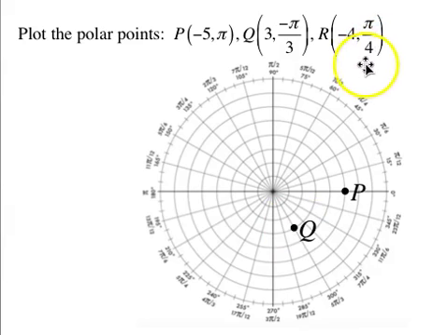And then (-4, pi/4). So we go to pi over 4, 45 degrees. We're going out negative 4. So if that's the case, 1, 2, 3, 4 back the other direction. So there is pi over 4, continuing back the negative direction, 4 spots to give me negative 4 at pi over 4.